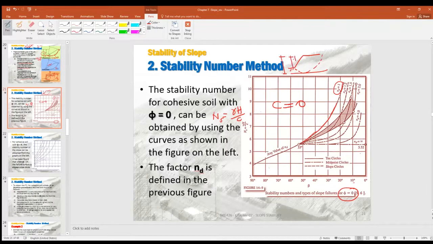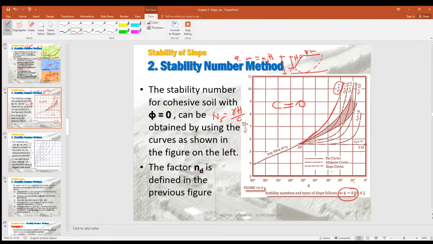You've got the H here, and that's ND times H, right? So depending on the ND value, if ND is equal to 1.2, and say H is 8 meters, 1.2 times 8 means 9.6 meters, right? So ND is equal to 1.2, then you should use this curve, right? Then you can calculate.